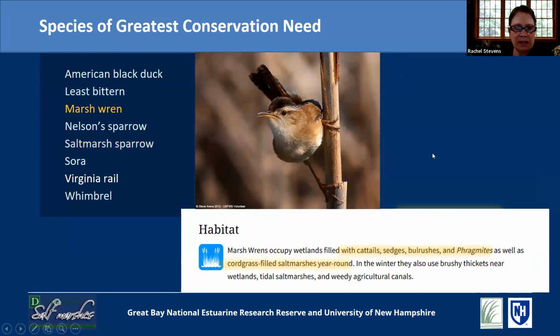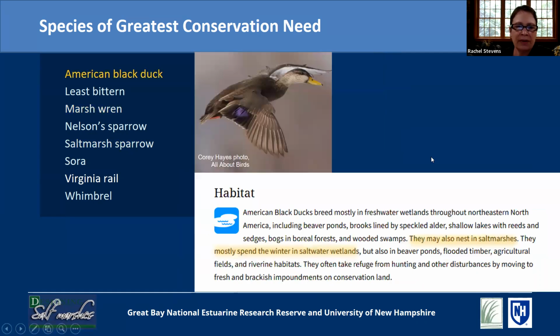I looked at a different species, the marsh wren. They're actually in the cattails and even Phragmites, the taller emergent marsh. And then black ducks do occasionally nest in salt marshes, much more frequently in freshwater systems. But the salt marsh is super important for them during the winter. They feed in the low marsh during the winter.